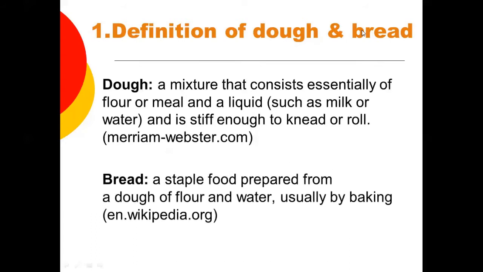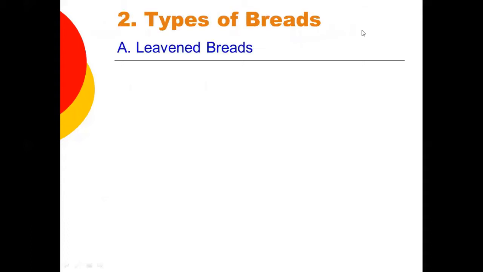What is bread? Bread is a staple food prepared from a dough of flour and water, usually by baking. This definition is taken from wikipedia.org. The next is types of breads. Breads are categorized into two types: leavened breads and unleavened breads.